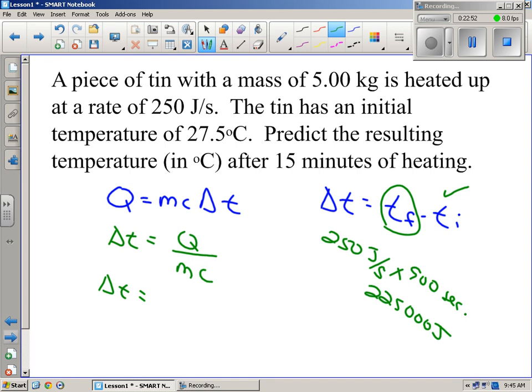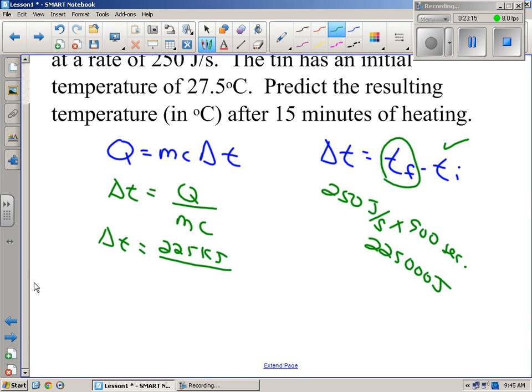Once again, if you look, this is in kilograms here, this is in joules. Those don't quite match up nicely, so let's change this from joules to kilojoules. So of course that's 225 kilojoules, right? So we're going to put that in instead, 225 kilojoules. Okay? That's going to go there.